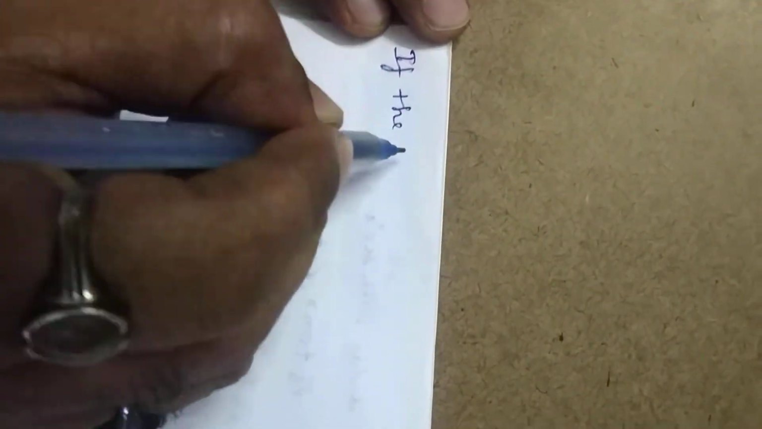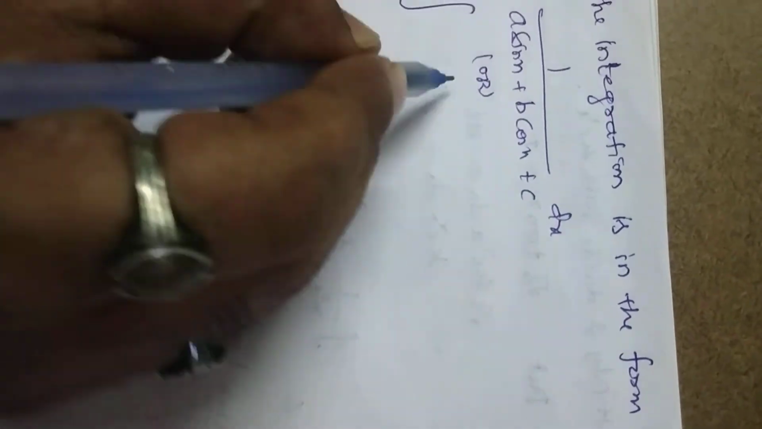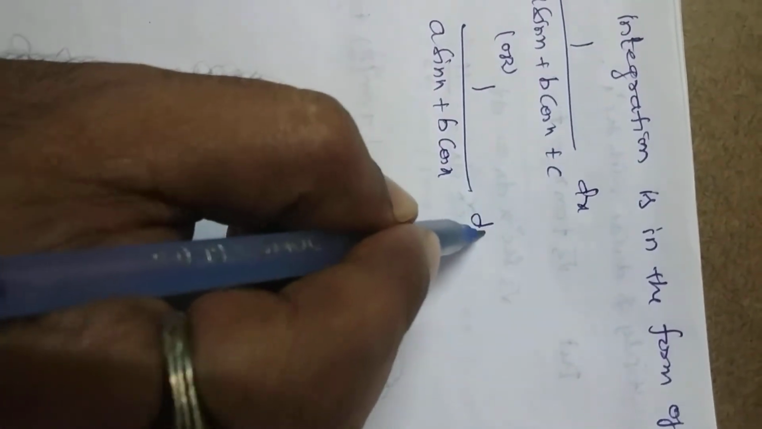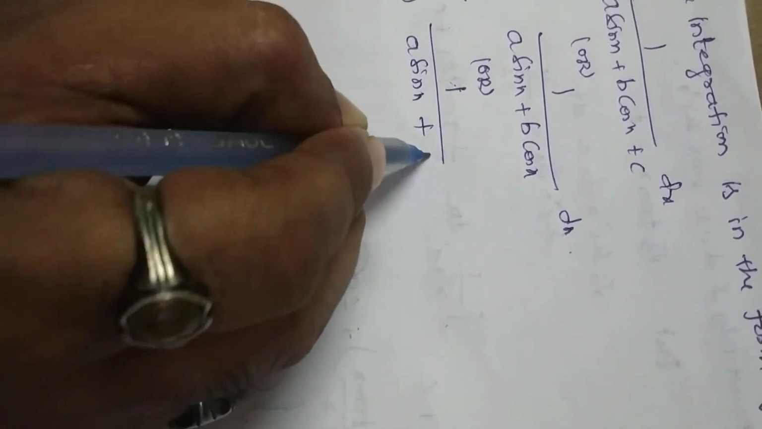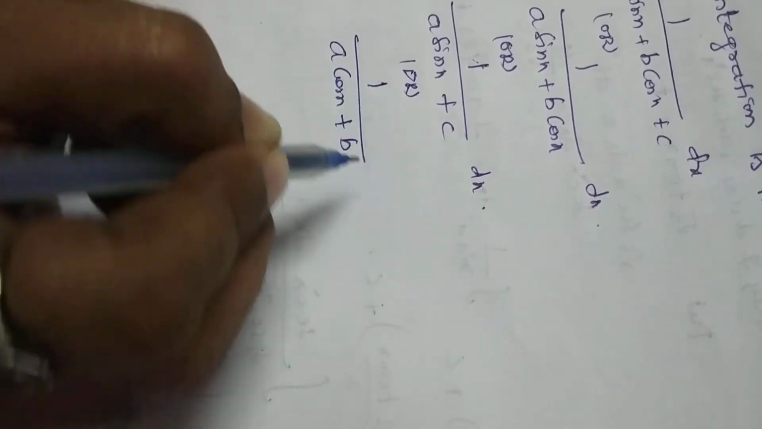Next, if the integration is in the form of case 2, you see, if the integration is in the form of 1 by a sin x plus b cos x plus c dx, or integration of 1 by a sin x plus b cos x, means c is not there here, or if it is in the form of 1 by a sin x plus c dx, or if it is in the form of 1 by a cos x plus b dx.